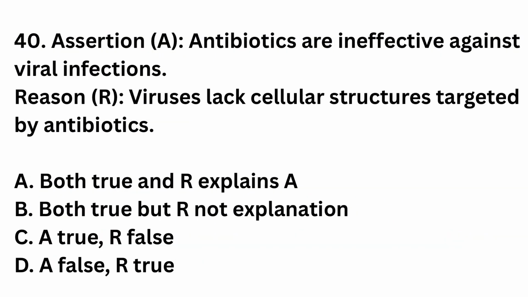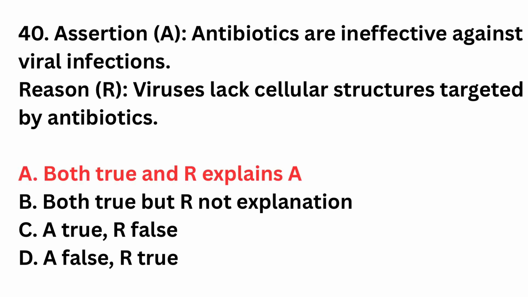Question number 40. Assertion: Antibiotics are ineffective against viral infections. Reason: Viruses lack cellular structures targeted by antibiotics. Both true and reason explains assertion. Both true but reason not explanation. Assertion true, reason false. Assertion false, reason true. The right answer is option A. Both true and reason explains assertion. Antibiotics usually target bacterial cell walls, ribosomes, or metabolic pathways. Since viruses depend on host cell machinery and lack these structures, antibiotics do not affect them.